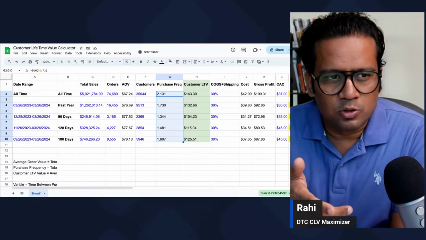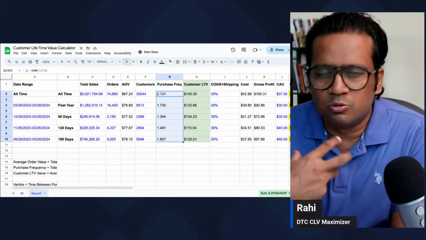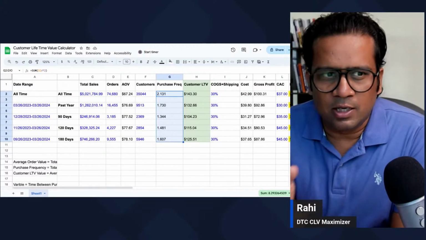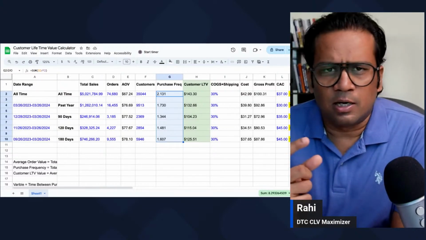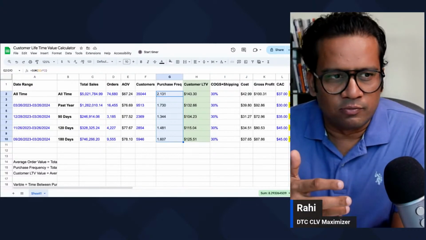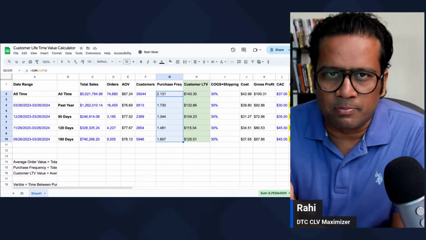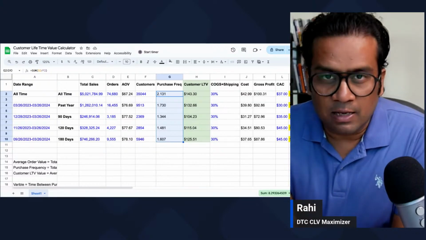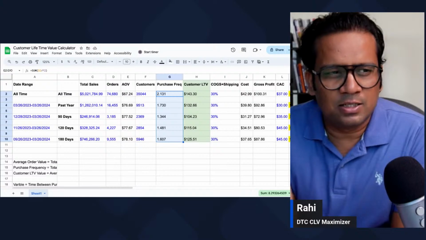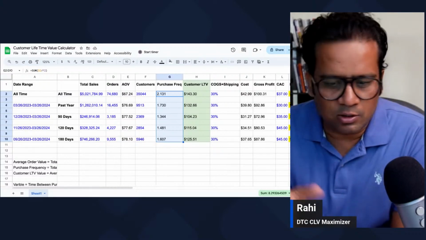Also, it's too much hedging on the future, so it's very unstable. If you hedge on something like 180-day LTV, unless you are a venture-backed company with lots of access to capital, that kind of game plan would not be advisable. Mostly for startups, like a 6-figure or 7-figure e-commerce brand, 60 days is good enough.